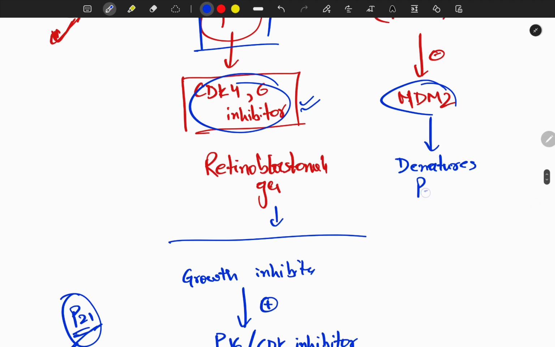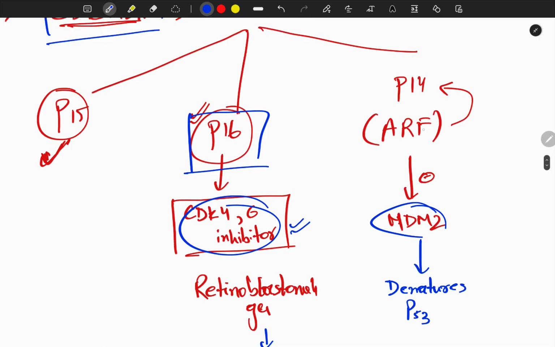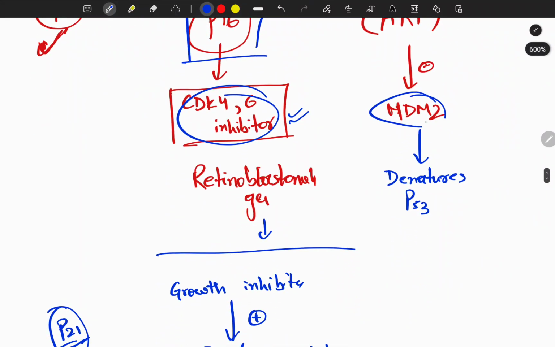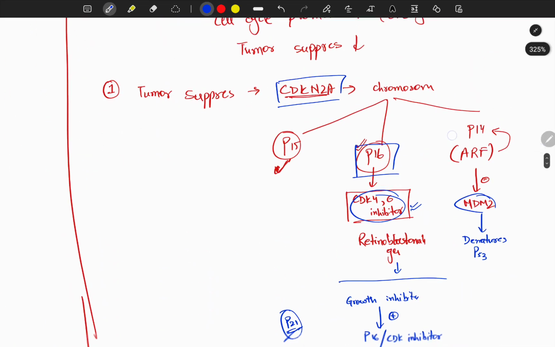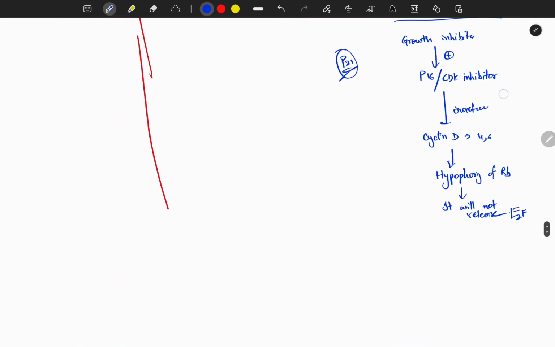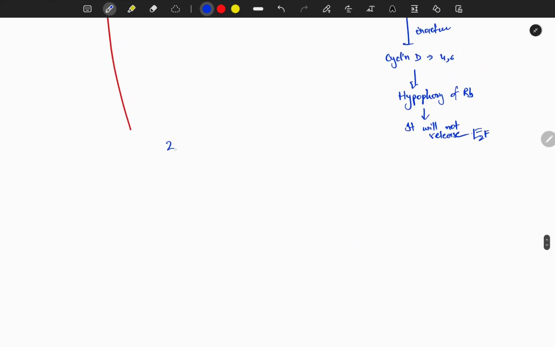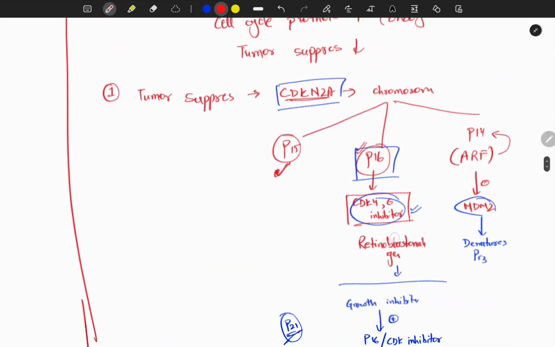MDM2 denatures P53. So your ARF will inhibit MDM2 from inhibiting P53. So you got this. That's the role of P16 and P14. After this, all second are the oncogenes. Everything is oncogenes from now. So what are the oncogenes? What are the oncogenes which are there?